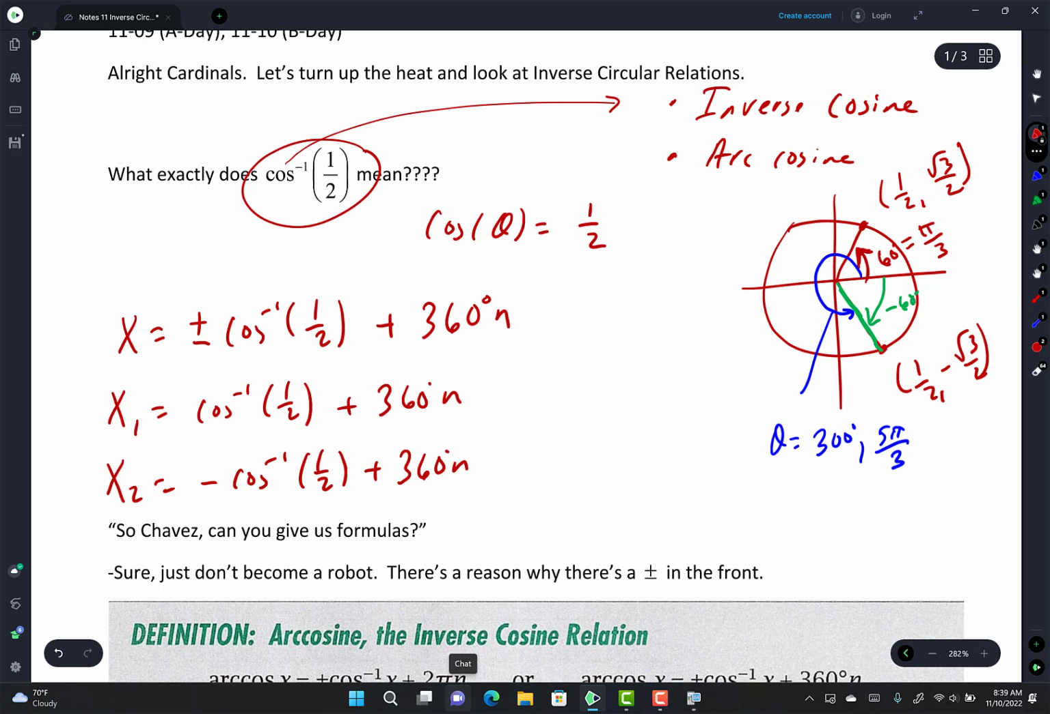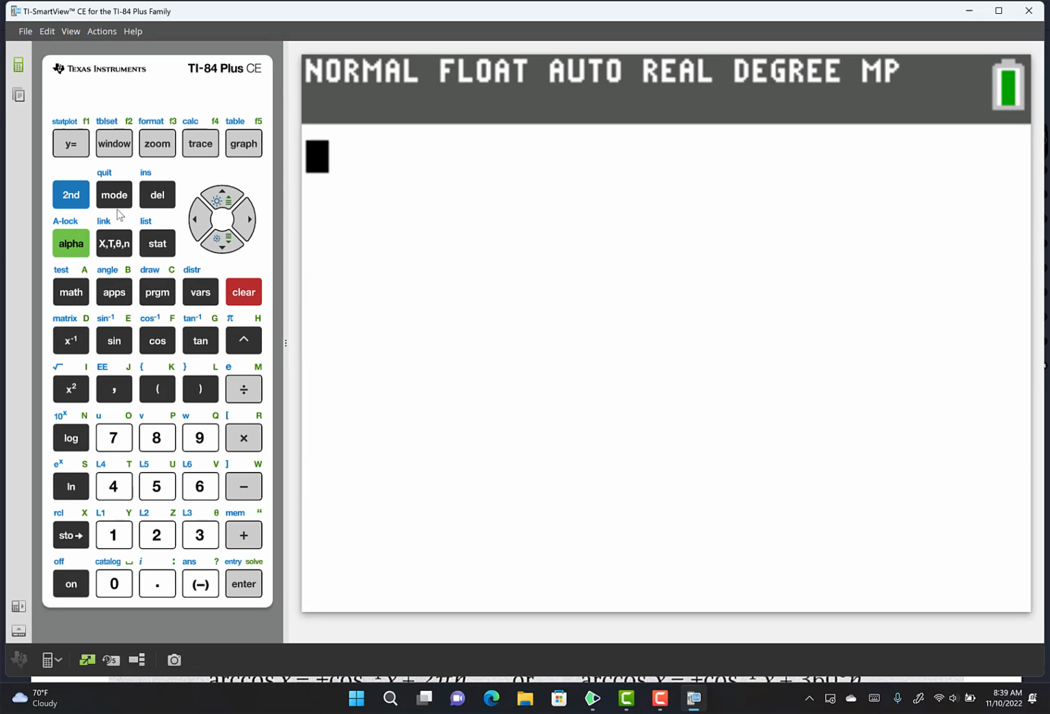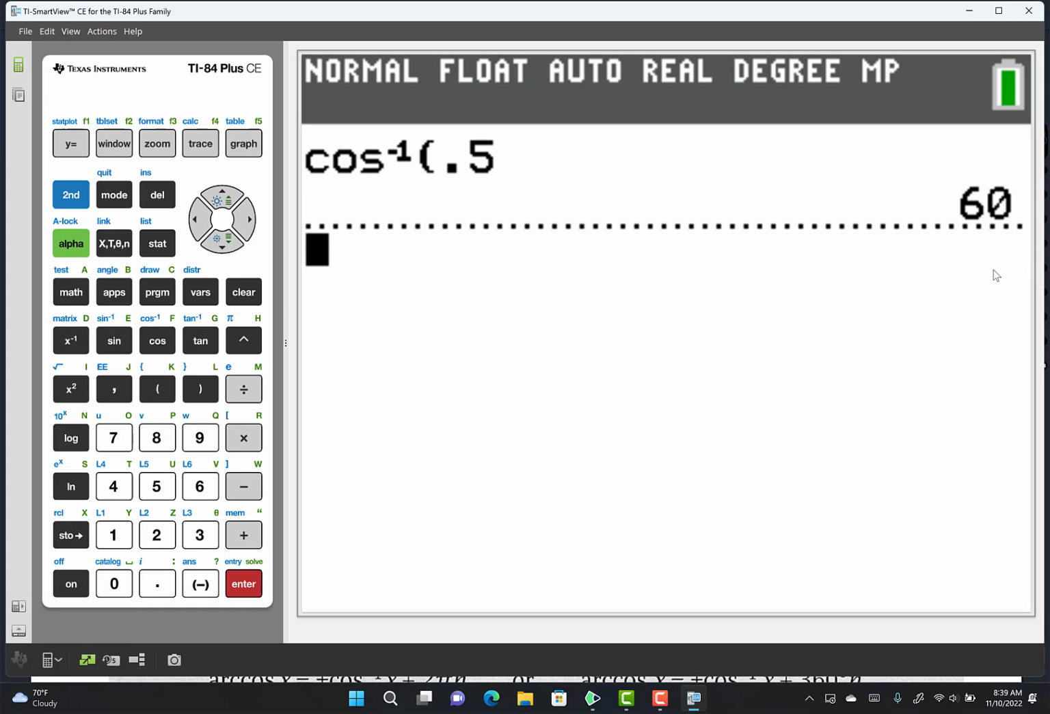Chavez, I don't know what you're talking about. Here's what I'm talking about. I'm going to type in, well, there it is. I'll clear it again. Second arc cosine, 0.5. You see how it gives me 60? So I would write it like this.